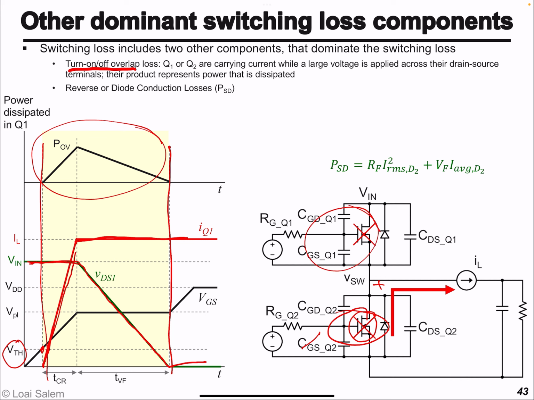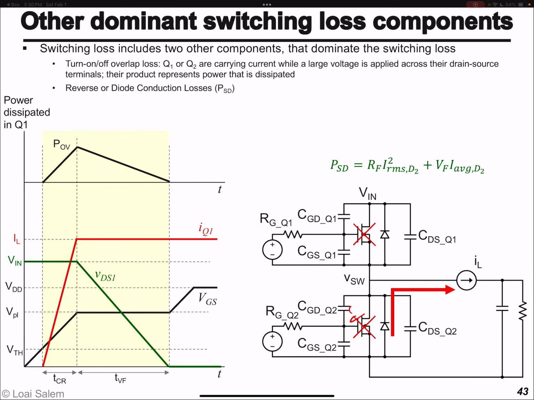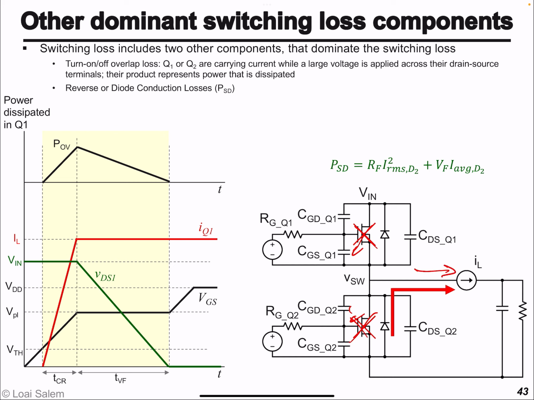The other loss component related to switching loss that we didn't discuss is that when both Q2 and Q1 are off, where would the inductor current go? We know that the inductor current is going from left to right, assuming continuous conduction mode. So the only way for it to go is through the body diode of Q2. When it goes through the body diode of Q2, it will cause losses due to the forward voltage drop as well as the diode equivalent series resistance. So these losses, what we call diode conduction loss or reverse conduction loss in gallium nitride devices, both of these are very important components of switching loss. However, they are a little complicated to calculate in the first class.